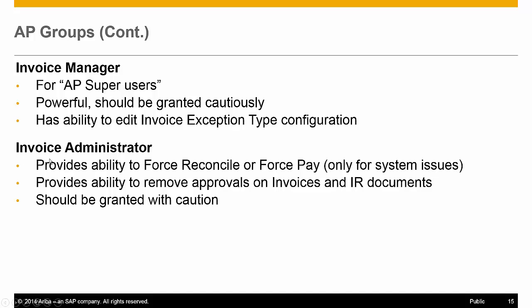And finally, the most powerful AP group is the invoice administrator. And this gives you the ability to access much of the behind-the-scenes configuration. It allows you to alter approval flows on an invoice document and on an invoice reconciliation document. And if things get stuck for some reason, which should rarely or if ever happen, they have access to some of the force functions, like force reconciliation and force payment. These should be rare if ever, but the invoice administrator does have access to those functions.